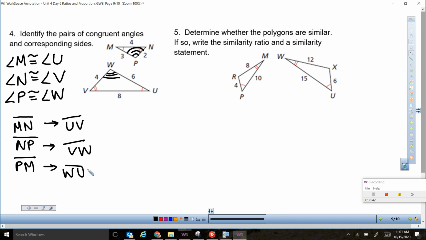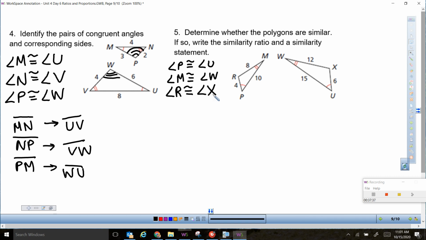Number 5, determine whether the polygons are similar. If so, write the similarity ratio in a similarity statement. So your similarity statement would be triangle ABC is similar to triangle DEF. Okay, so first of all, are the angles congruent? Yeah, angle P is congruent to angle U. Let's see, angle M is congruent to angle W. And if I have two pairs that are congruent, then I know the third pair is also congruent by the third angle theorem. So by the third angle theorem, angle R is congruent to which one? Angle X. So far the angles are congruent.